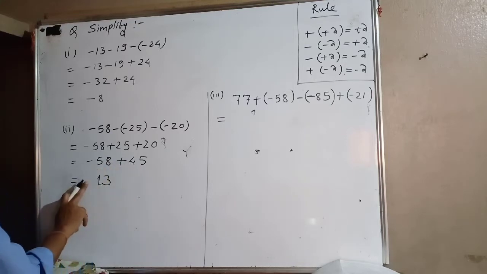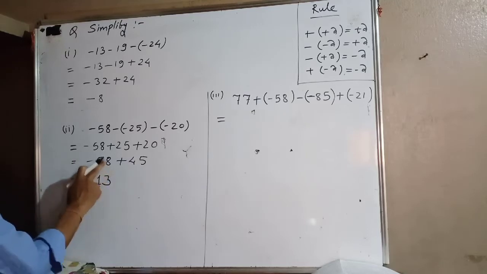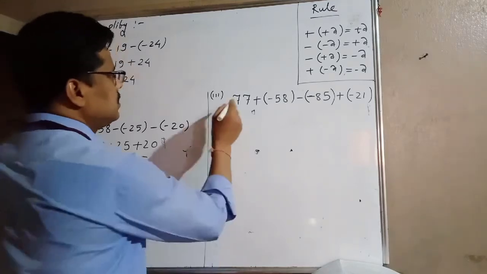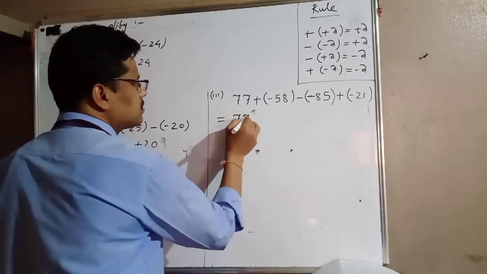Which sign do we have to place here? The greater number. 58 is the greater, so we have to put the minus sign. Got it? So the third number. Here 77 will come as it is.